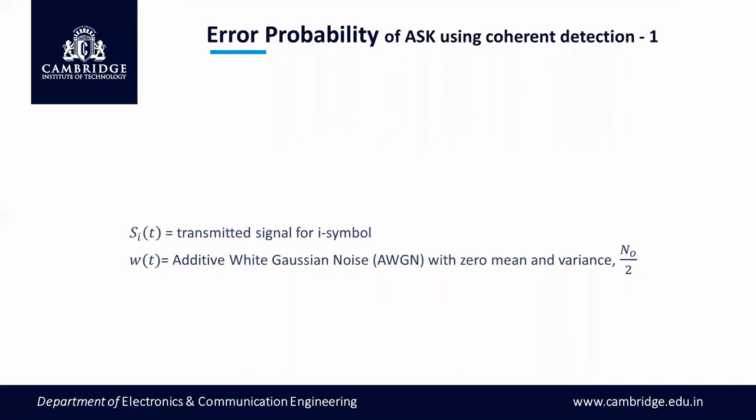The received signal x of t contains two components: one is the transmitted signal si of t, another one is AWGN noise. Mean of the random variable x1 is equal to the expectation of x1. The expectation of x1 means x1 contains two values: one is the signal component si1, and another is the noise component w1, depending upon what is transmitted. So we can find the expectation of each separately.